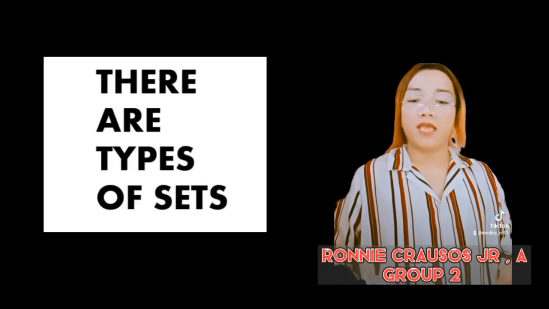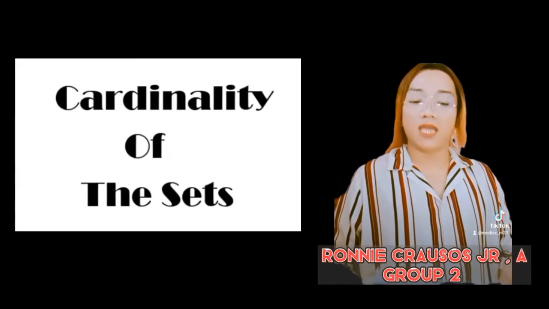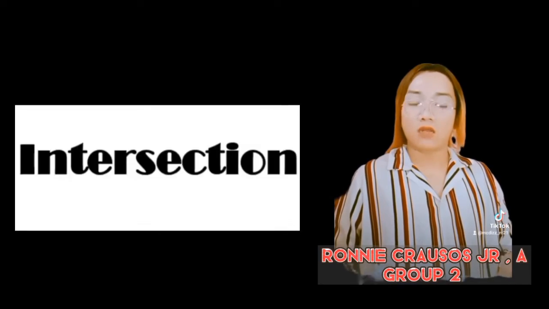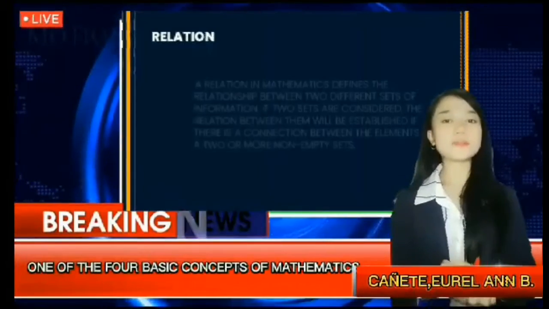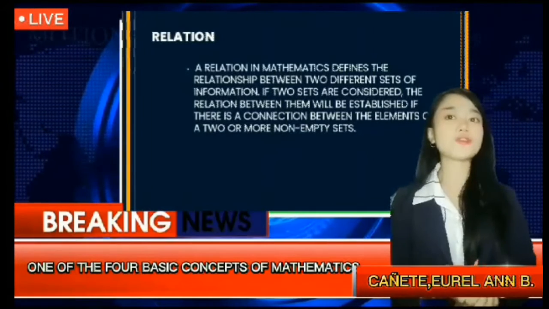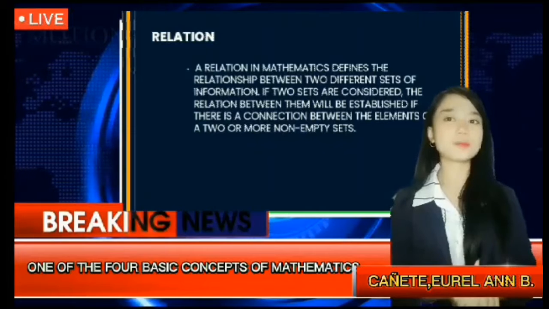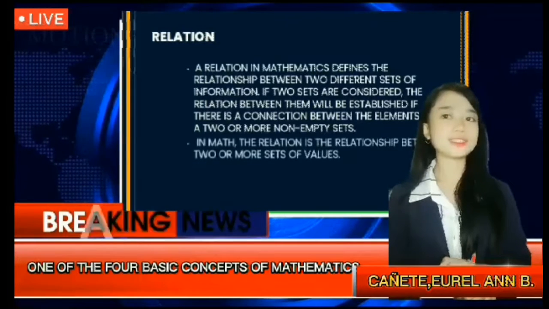There are types of sets: specification of sets, equal sets, equivalent sets, subsets, cardinality of the set, power set, operation of sets, intersection, complementation. What is a relation? A relation in mathematics defines the relationship between two different sets of information. If two sets are considered, the relation between them will be established if there is a connection between the elements of two or more non-empty sets.